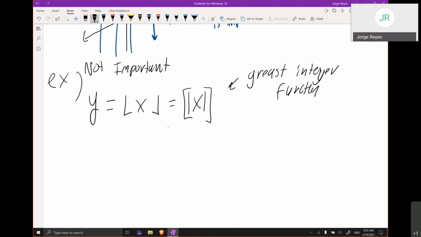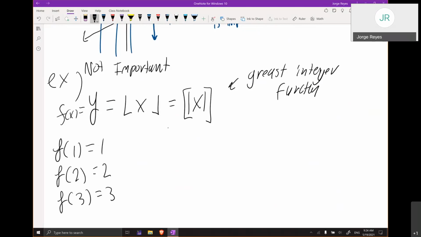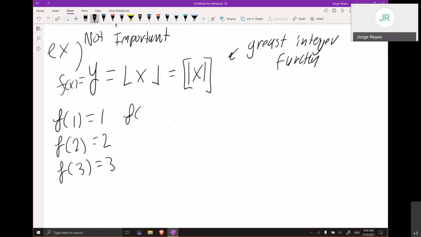The greatest integer function tells you the biggest integer, like it basically tears off the decimal part. So I'm going to call this f of x. So f of 1 is 1, f of 2 is 2, f of 3 is 3. f of 0 is 0, f of -1 is -1, f of -2 is -2. So you see, it's not doing anything, right?